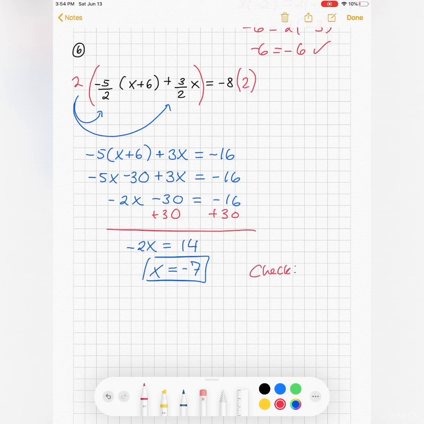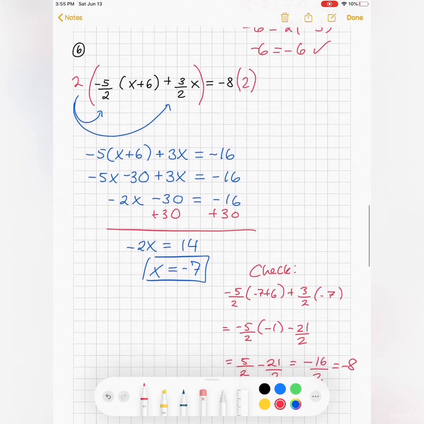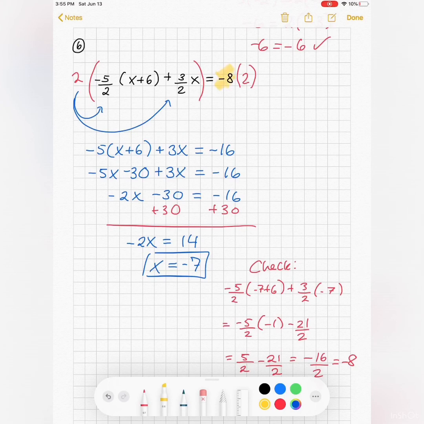So to check, I go all the way back to the original equation. So I have -5/2 x plus 6 plus 3/2 times x. -5/2 times -1 minus 21/2. 5/2 minus 21/2. It's -16/2 is -8. Is that what we wanted? Yes. See? So this does check.